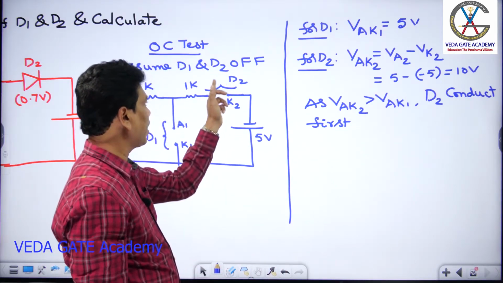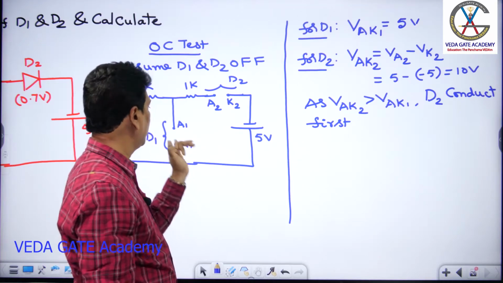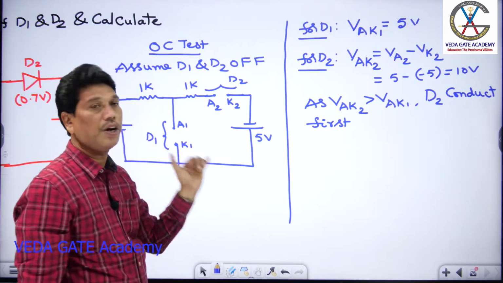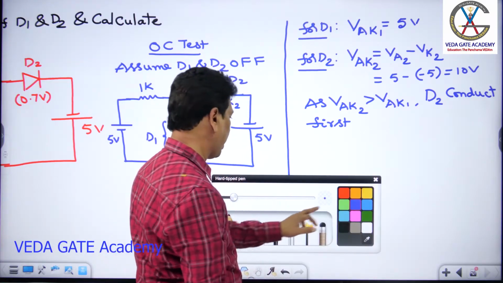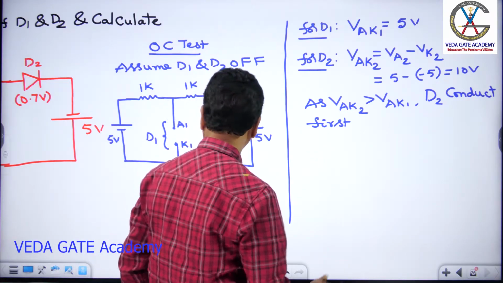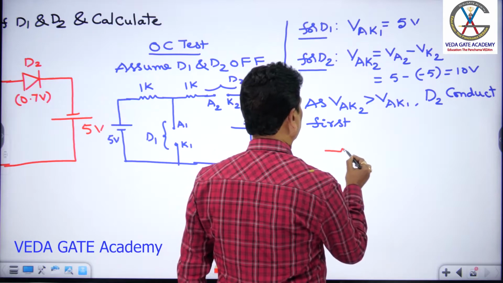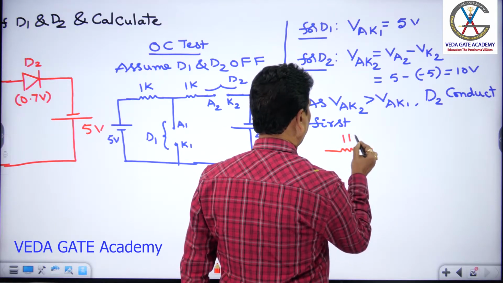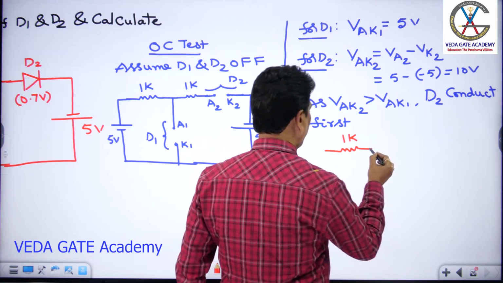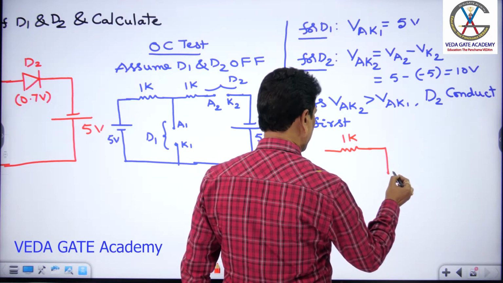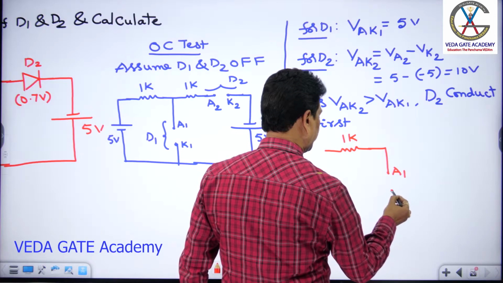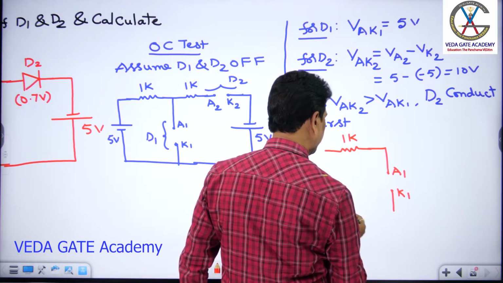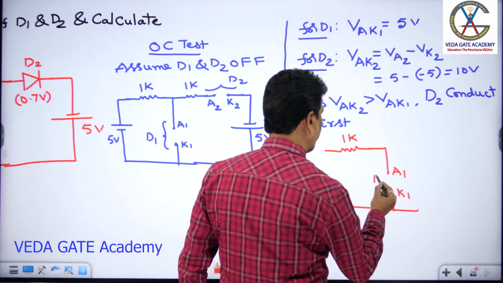Now I can rewrite D2 as a closed switch, and D1 I can examine whether it is on or off. Now I redraw the equivalent model of this. See this one now. This is 1K. So keep D1 as it is. I need to test again this anode and cathode, for D1.